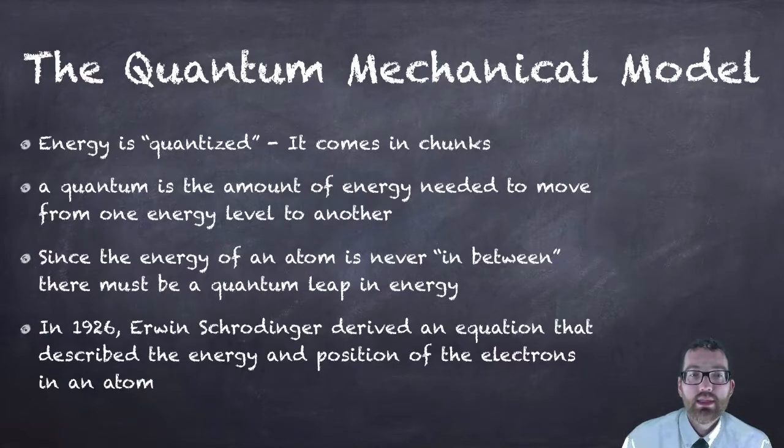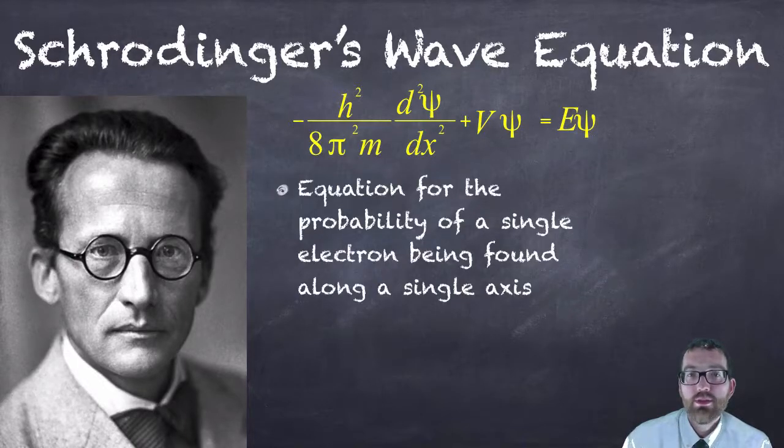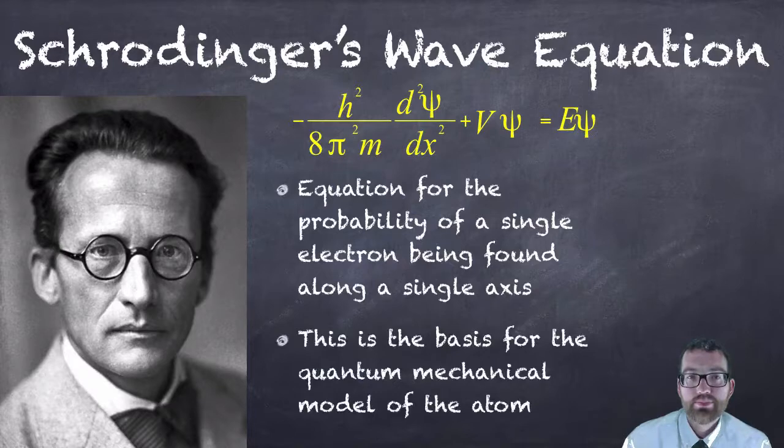In 1926, a scientist by the name of Erwin Schrödinger, and we'll talk more about him in class, derived an equation that described the energy and position of electrons in an atom. Don't worry, you don't need to memorize or use this equation. It's a very complicated physics equation, but basically, if you boil it down, it tells you the probability of finding an electron along a single axis of space.